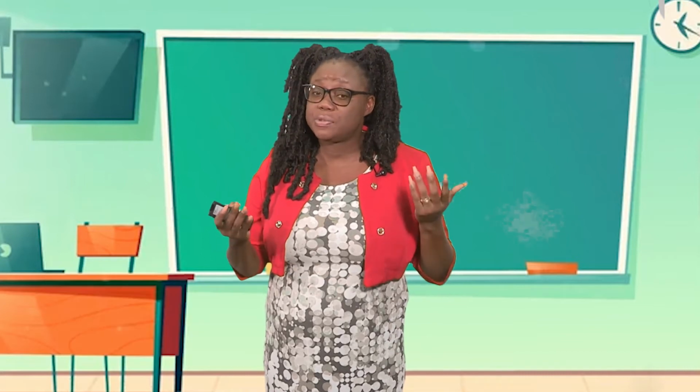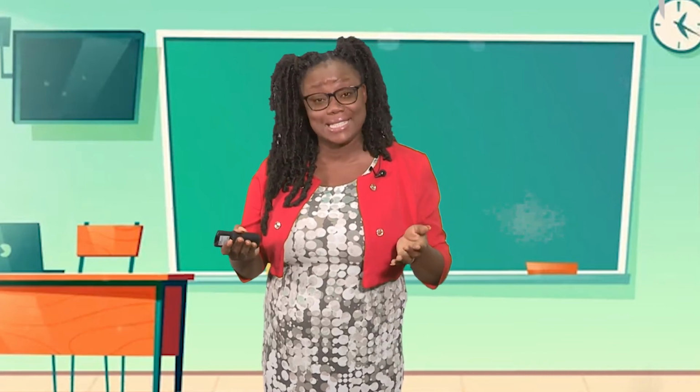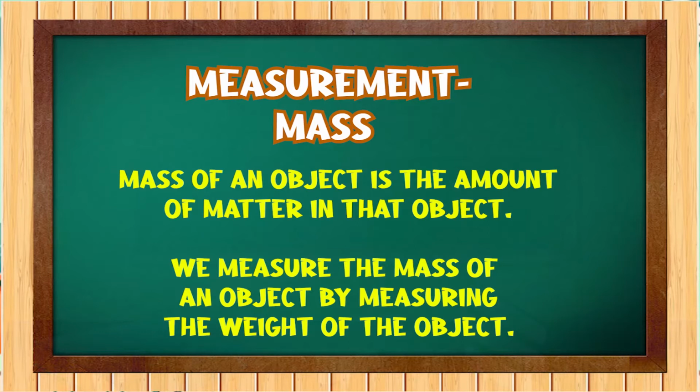We know that everything around us is called matter. And one of the characteristics of matter is that it has mass. The mass of an object is the amount of matter in that object. We measure the mass of an object by measuring the weight of the object.